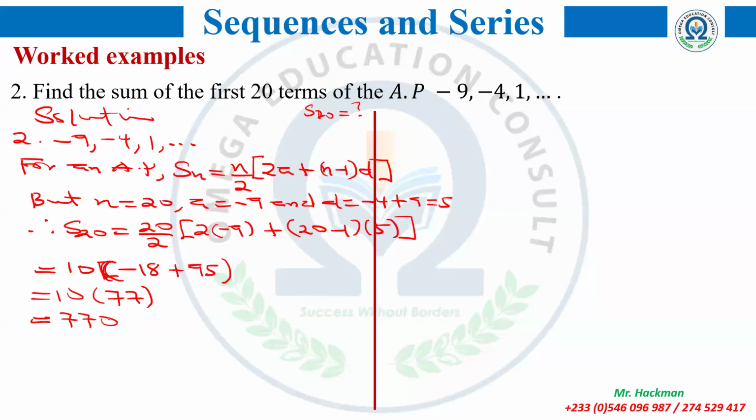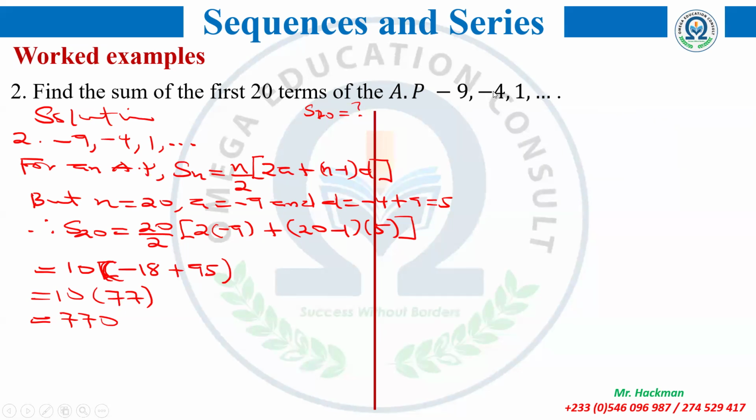So we are done. If you sum the first 20 terms of this AP, you end up getting this. If you don't know this formula and you know the nth term formula, you are good to go, only that you work harder. It means you are supposed to find the first term up to the 20th term, then you add. You get my point?